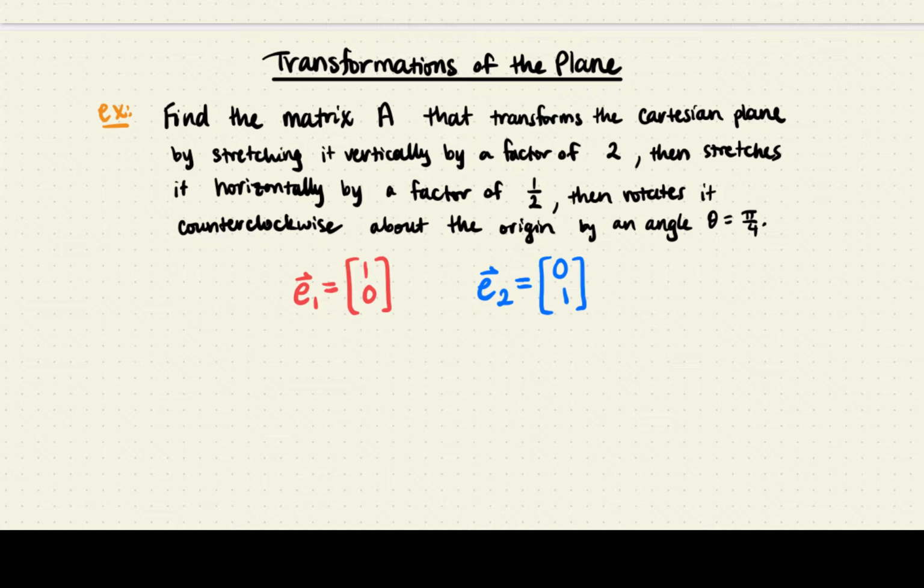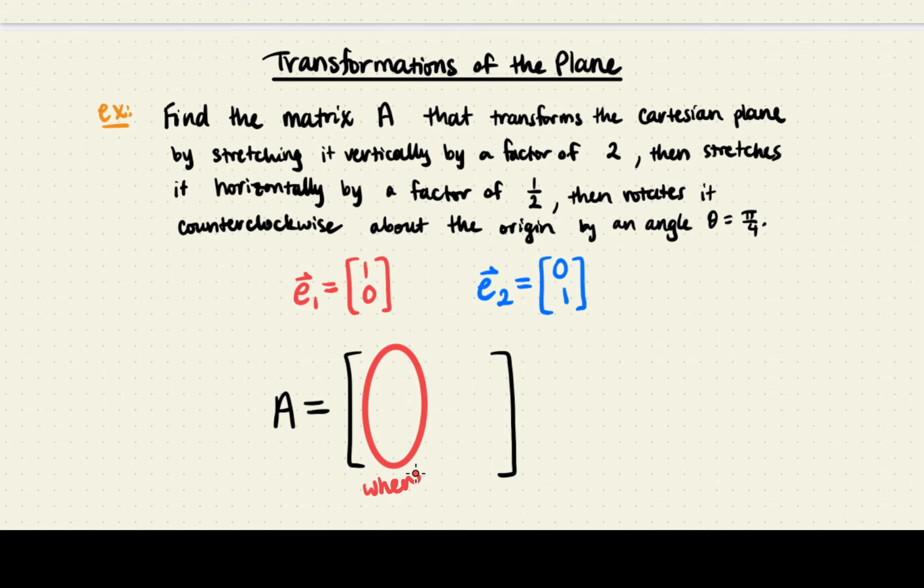Now we talked about how these vectors, 1, 0, and 0, 1, can be used to construct any of the vectors in the Cartesian plane. So if I find out what happens to each of these vectors, I can then find out what the matrix is that will transform all vectors in the Cartesian plane. So the way we build those matrices is we write down in the first column what happens to E1. So this column is where E1 ends up.